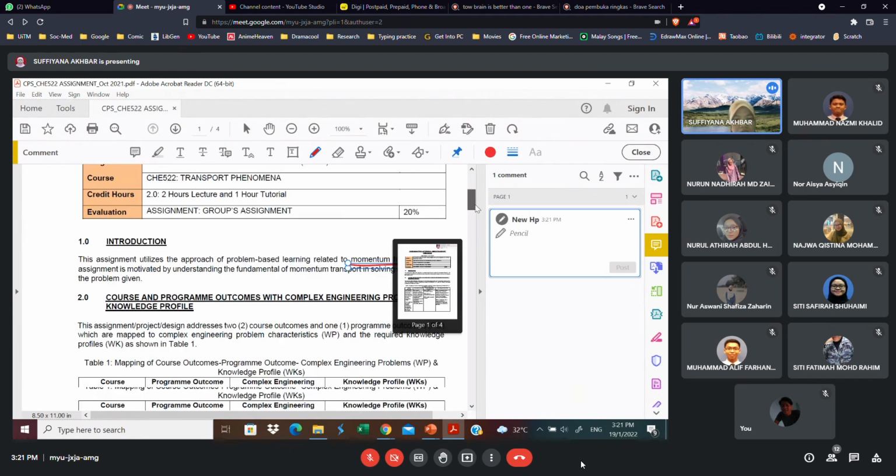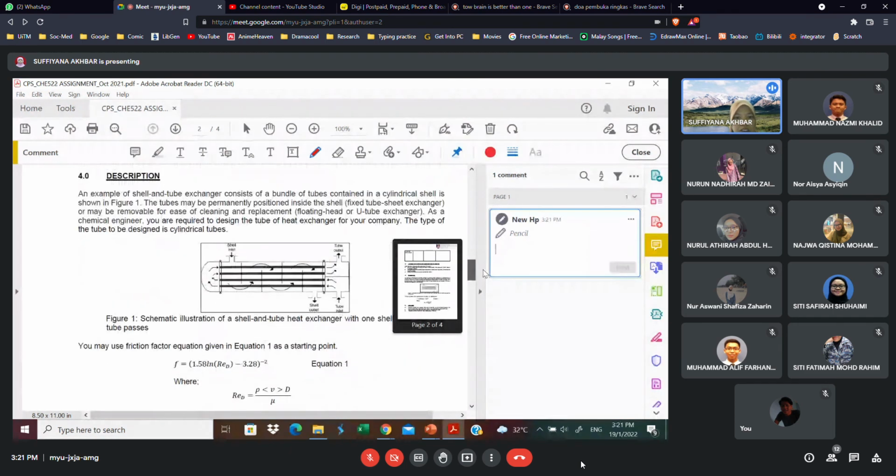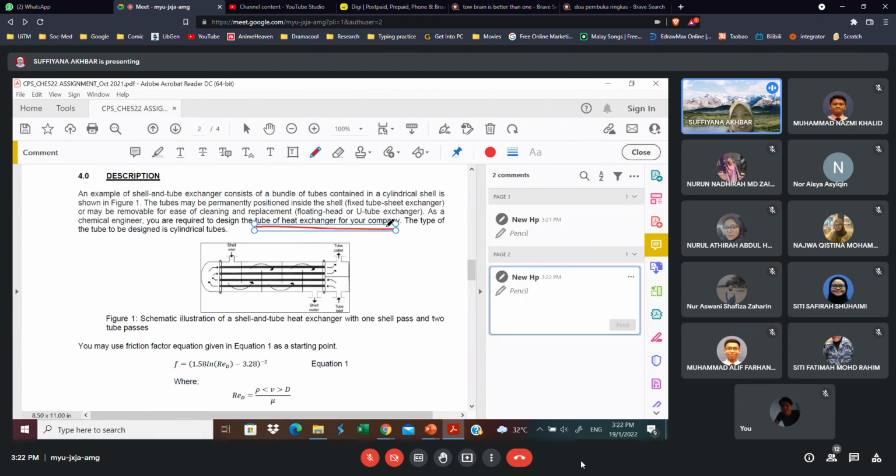And then kita tengok soalan. Okay, this is the question. So an example of shell and tube exchanger consists of a bundle of tubes contained in a cylindrical shell is shown in figure 1. So the tubes may be permanently positioned inside the shell, fixed tube shell exchanger, or may be removable for ease of cleaning and replacement. For example, floating head or U-tube exchanger. As a chemical engineer, you are required to design the tube of heat exchanger, the tube for your company. The type of the tube is designed as cylindrical tubes.